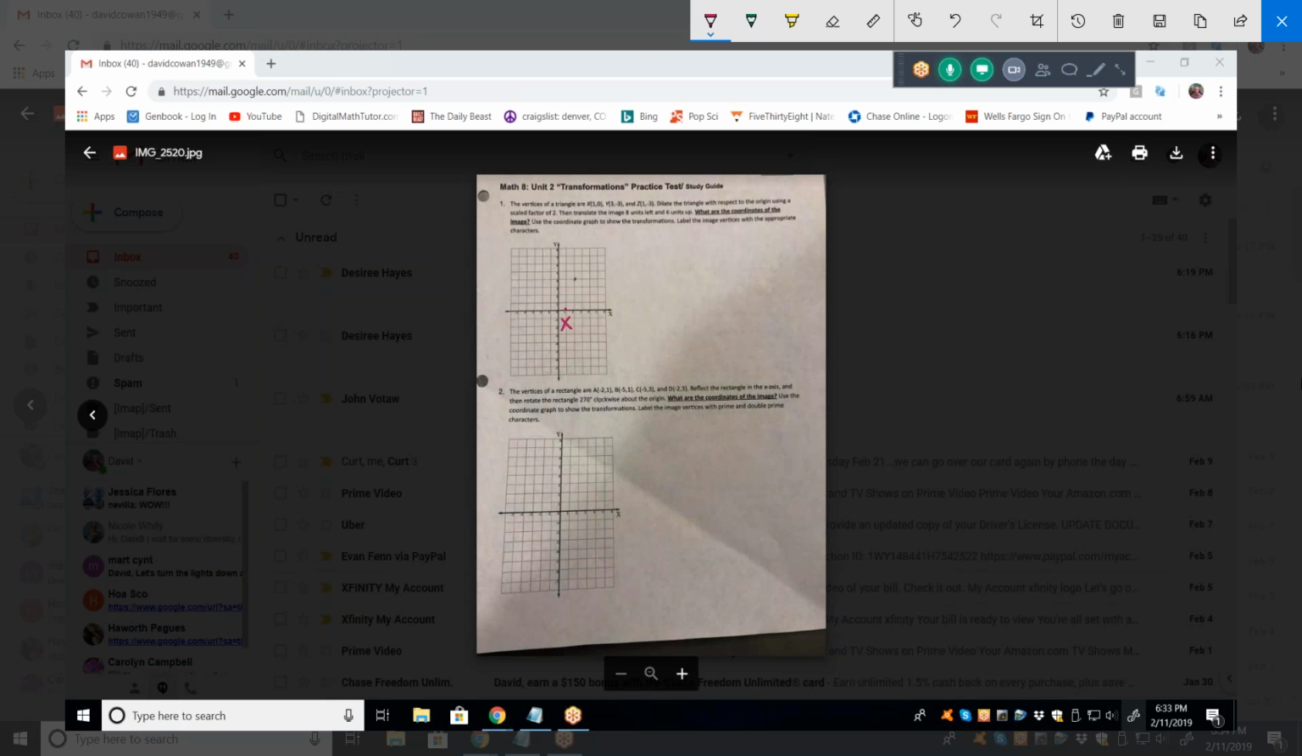So always do the x first. So where do I go on the x? The point is 3, minus 3, so you go positive 3 over, then down 3. Okay, cool. So if I count 3 over, I'm right there. You can't see my cursor, but you'll see when I put the dot there. Right there, and that is point Y.